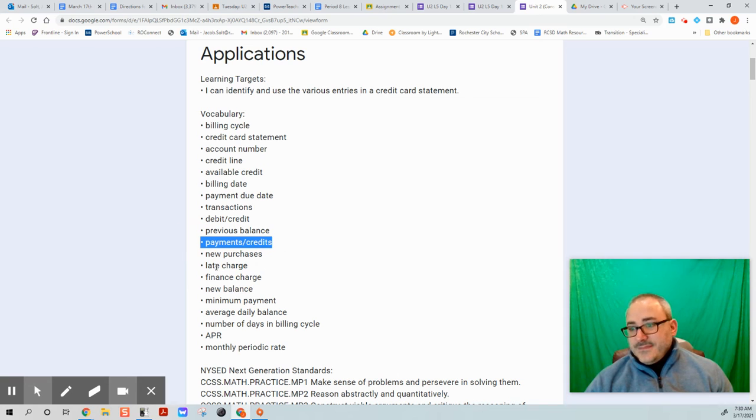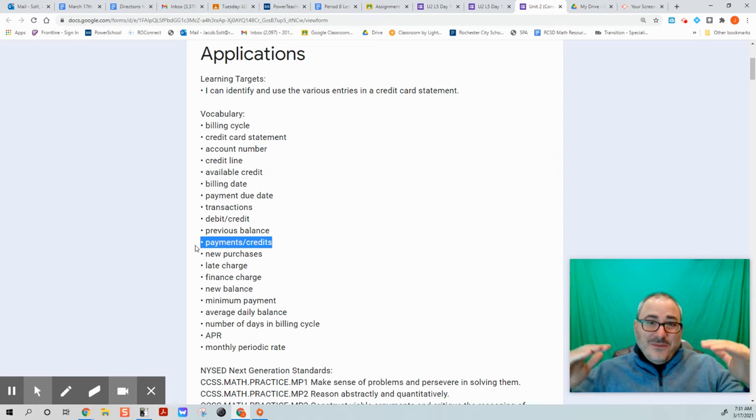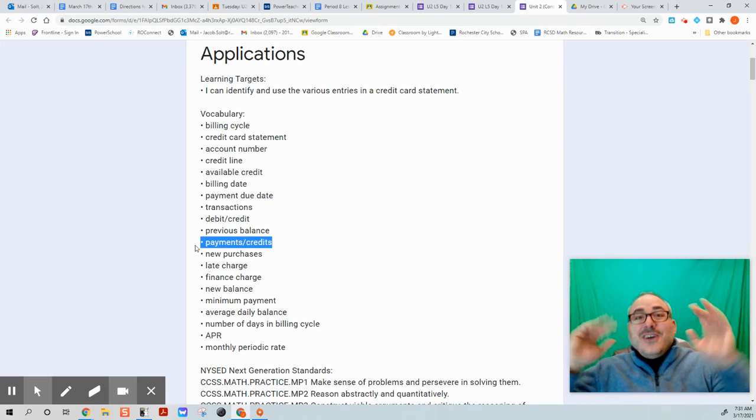If you make a payment on your credit card, I want you to remember that this is important. You need to think about that as this lowers how much you owe. If you're making purchases on the account, this is increasing how much you owe. If there's a finance charge on your account, it increases how much you owe. If there's a late fee, it increases. Everything increases how much you owe, except for the payments and credits.